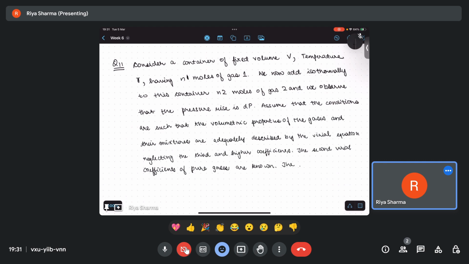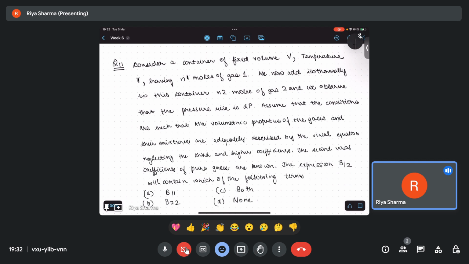The expression for B12 will contain which of the following terms? A is B11, B is B22, C is both, D is none. So this is a good question.